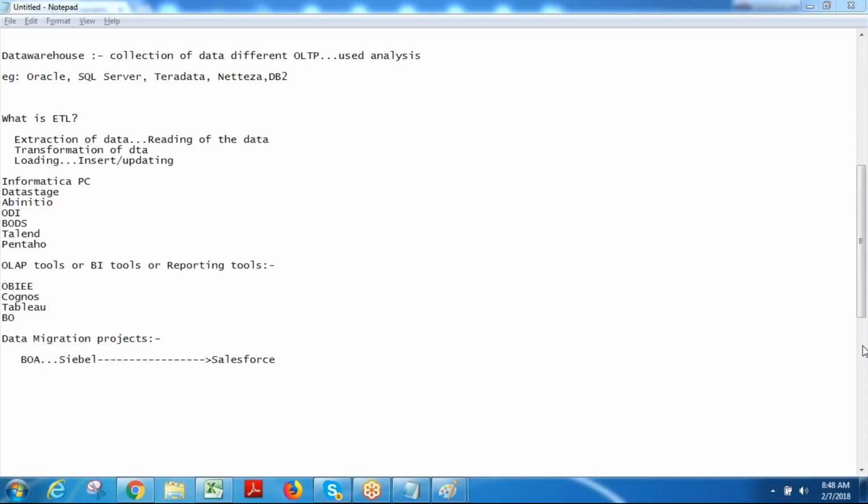Okay, good. Because I was earlier working on a project where those guys were not using much SQL. They were working only in Informatica. We use extensive SQLs.